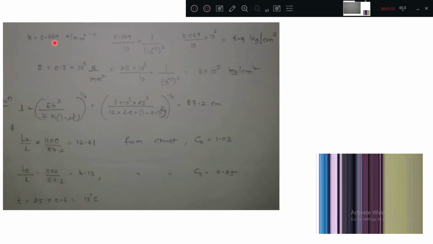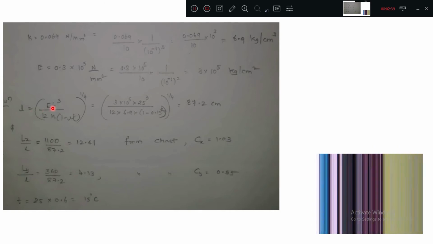K value 0.069. So this is a conversion thing, you should understand. I have done it, so I am directly writing 6.9 kg per centimeter cube. How did I do it? 0.069 Newton, Newton to kg divided by 10, okay, 1 by mm cube to 1 by centimeter cube, so mm to centimeter is 10 to the power minus 1, okay, it will go to the top, so I am getting 6.9. Similarly for the E value, I converted Newton to kg, again 10 to the power minus 1 to the power square, so it is 3.5. You should remember all these things.